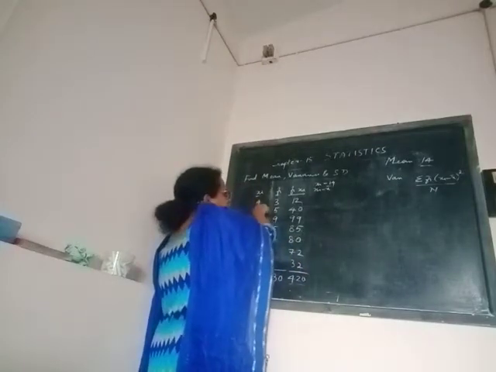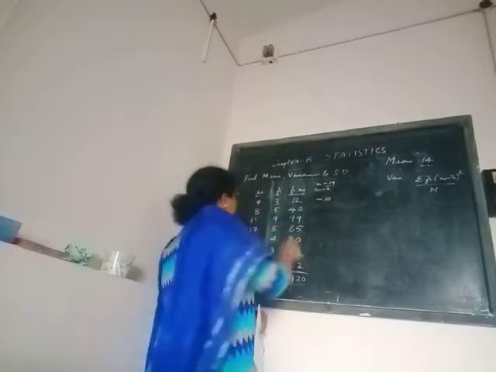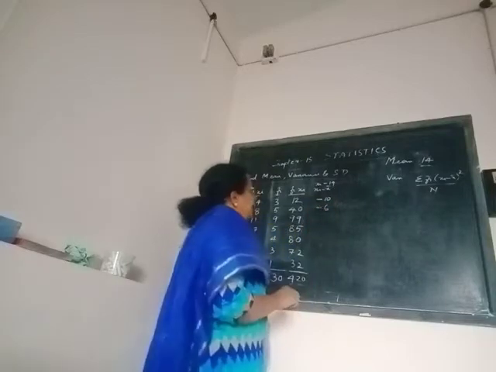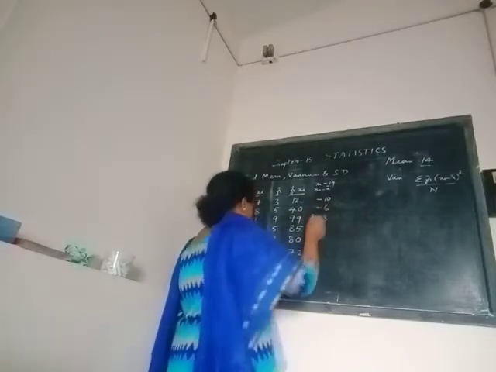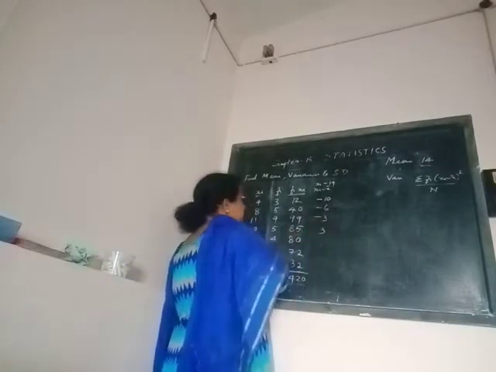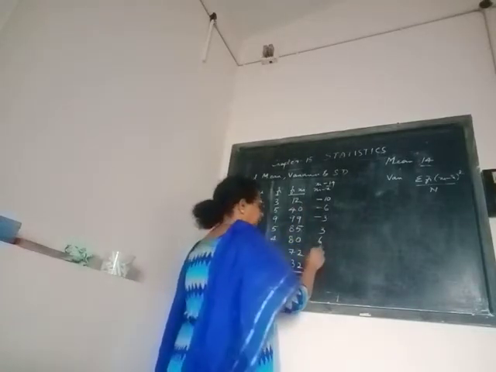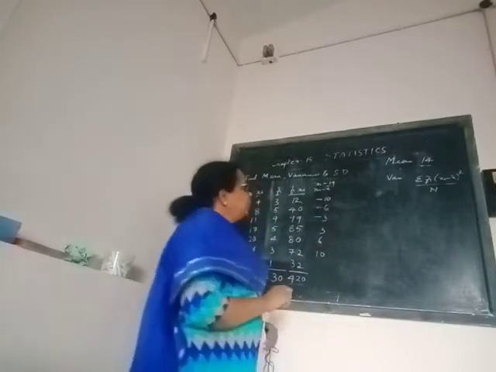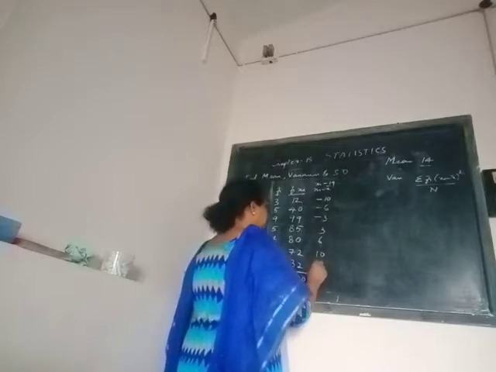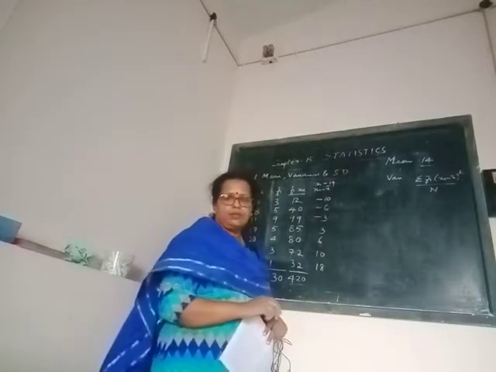Xi is what? First value is 4. So 4 minus 14, negative 10. Next is 8 minus 14, negative 6. 11 minus 14, negative 3. 17 minus 14, 3. 20 minus 14, 6. 24 minus 14, 10. 32 minus 14, 18. We got xi minus x bar values.